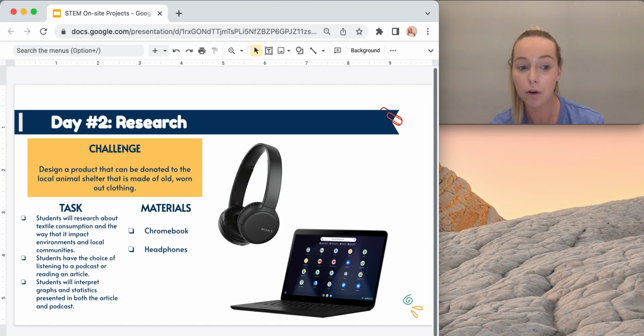Students will interpret the graphs and statistics presented in both articles, and this will be done through a gradual release model, where we discuss it and then they kind of do it on their own through an I do, we do, you do model. And then what they would need for this is just their Chromebook and headphones.